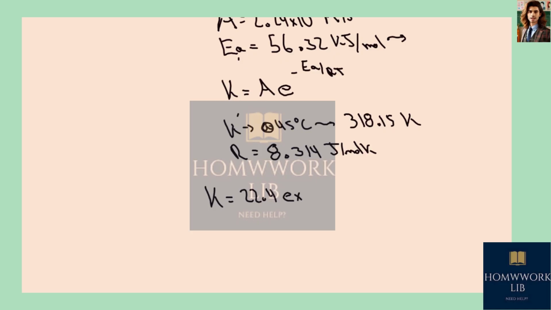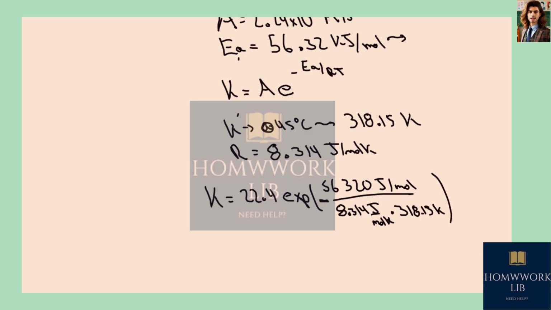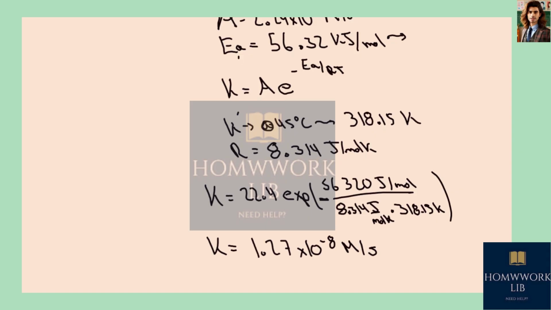So here we have the exponential of 56,320 joules per mole divided by 8.314 joules per mole Kelvin times 318.15 Kelvin. Here, remember to add the minus sign into our expression, so our rate constant at this temperature will be, so the result that we get is 1.27, rounding up to 2 significant figures, times 10 to the minus 8 molarity per second.